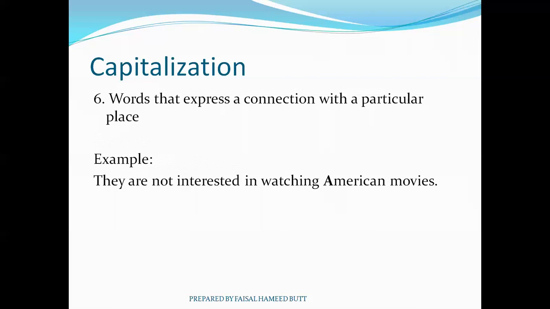a capital letter. So the example is, they are not interested in watching American movies. So American will be written with a capital letter because it is expressing a connection with America, and America is a particular place. So American will be written with a capital A.